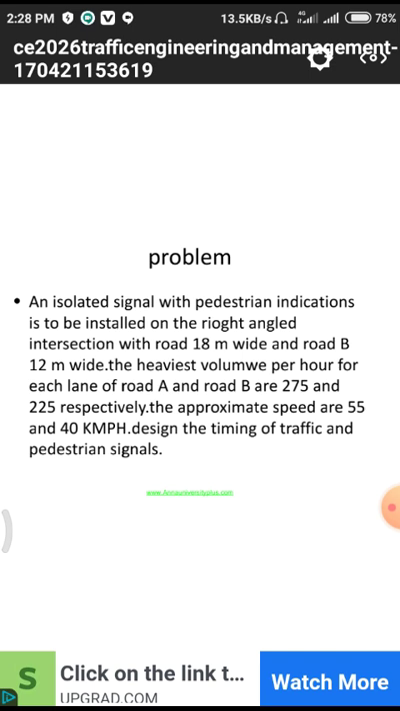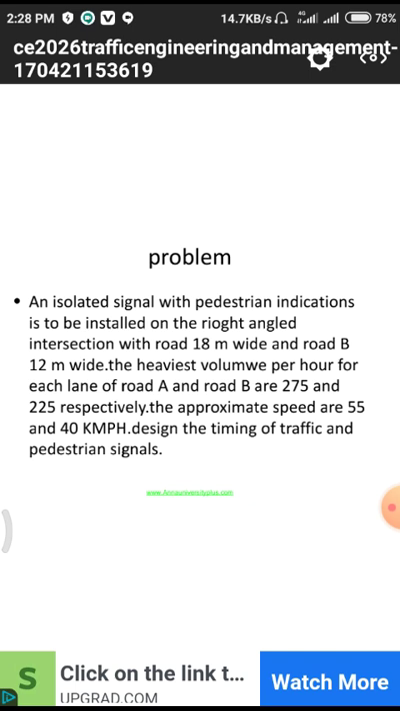Previously we discussed the problem with clearance time, green time, red time and all of those, but here also the problem is associated with these pedestrians. An isolated signal with pedestrian indications is to be installed at a right angle intersection of road A, 18 meters wide, and road B, 12 meters wide. Heaviest volume for each lane, road A and road B, are 275 and 225. Approximate speed is 55 and 40 kilometers per hour. Design the time of traffic and pedestrian signals.